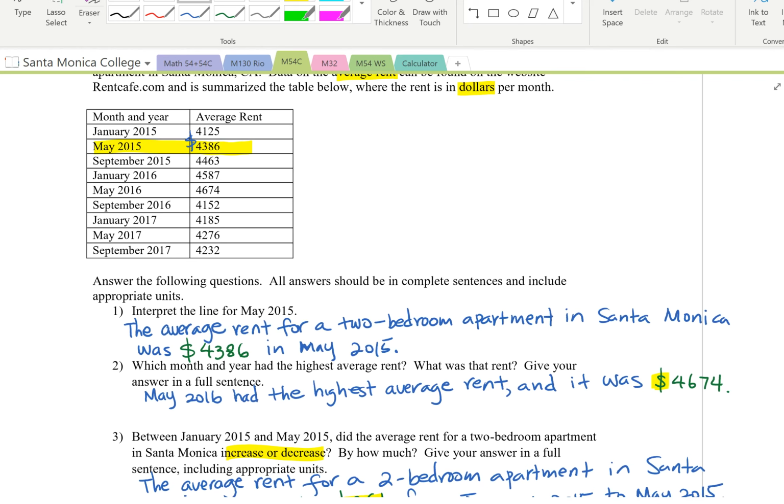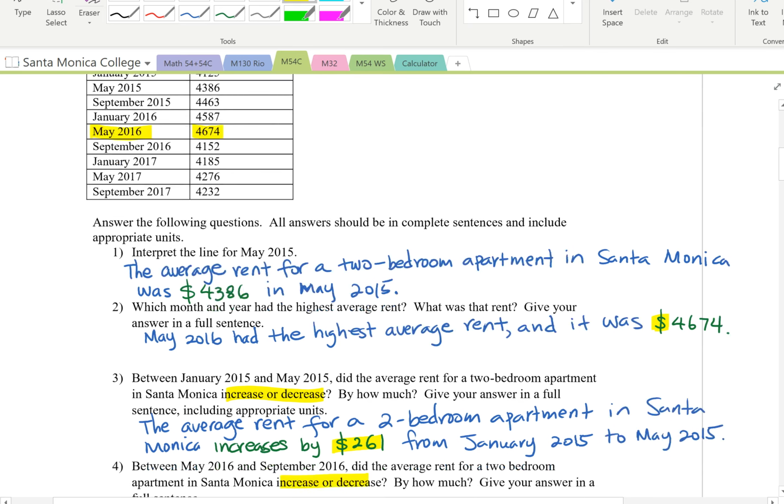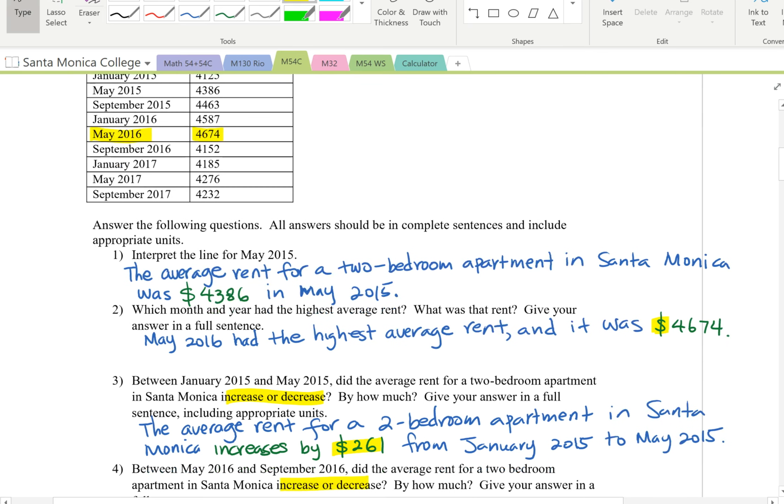Number two: which month and year has the highest rent, and what was the rent? The highest number here is 4,674, corresponding to May 2016. So let's answer the question. I say May 2016 had the highest average rent, and it was $4,674. Note that I look at the table when I'm writing my sentence here.